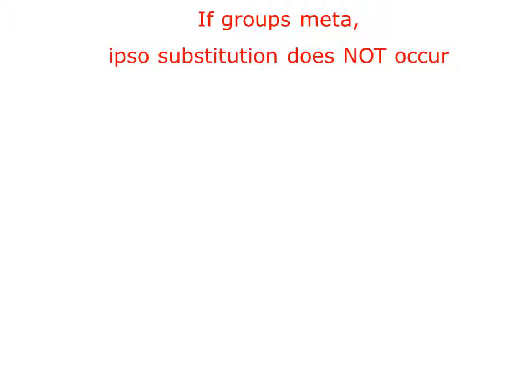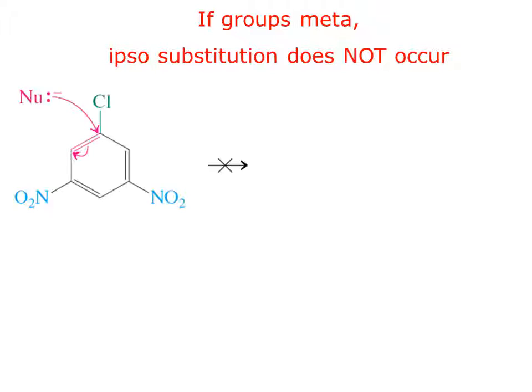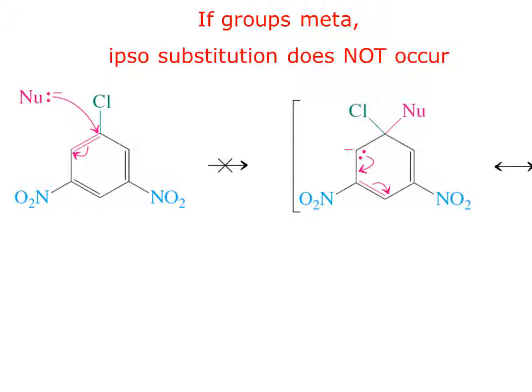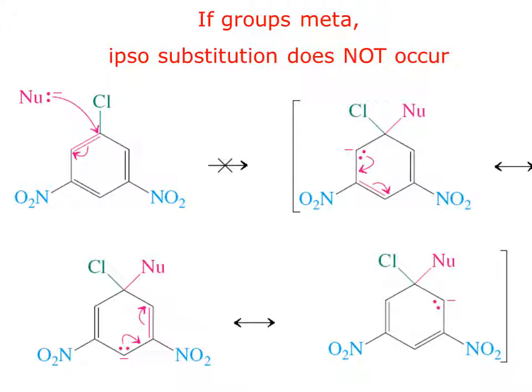So if your electron withdrawing groups are meta, your ipso substitution will not occur. Let's take a look at really quick why. If we add our nucleophile here, notice my two nitro groups are meta now. Our negative charges are not able to extend out into the nitro groups, sort of limiting the stability of this structure. So there's not enough energy to allow this to happen, so you need to have those electron withdrawing groups ortho and para.